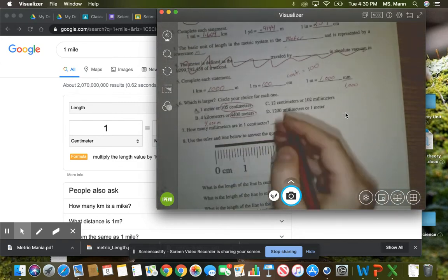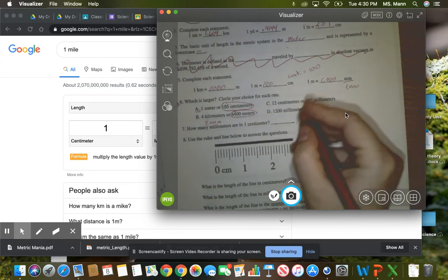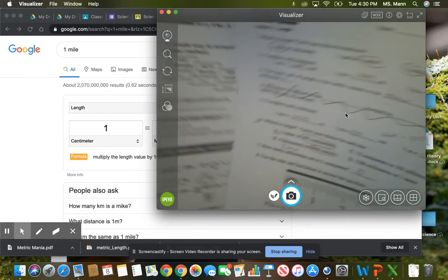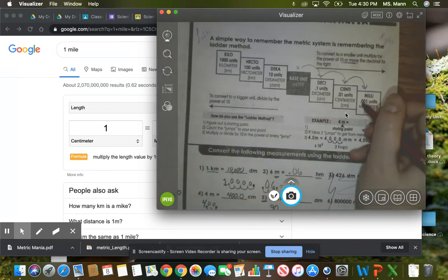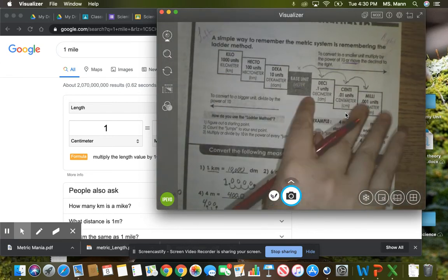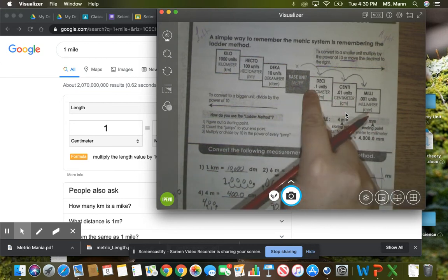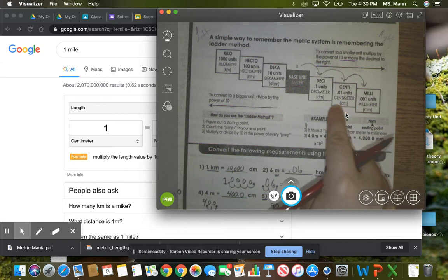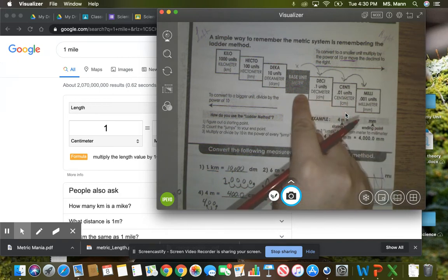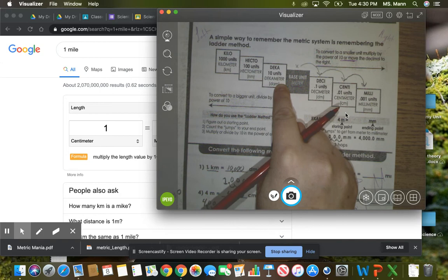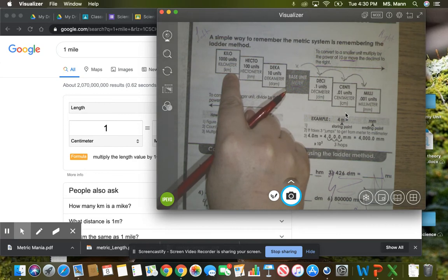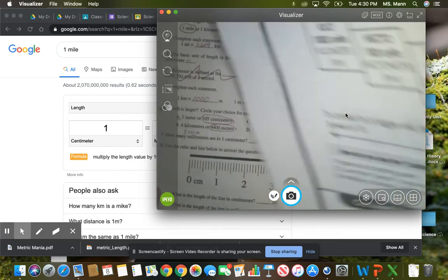So how many millimeters are in 1 centimeter? 10. You can also know this because the metric system is based on units of 10. Each time you go up, you are going up by 10. 10 millimeters can go into a centimeter. 10 centimeters can go into a decimeter. 10 decimeters can go into a meter. 10 meters go into a decameter. 10 decameters can go into a hectometer.